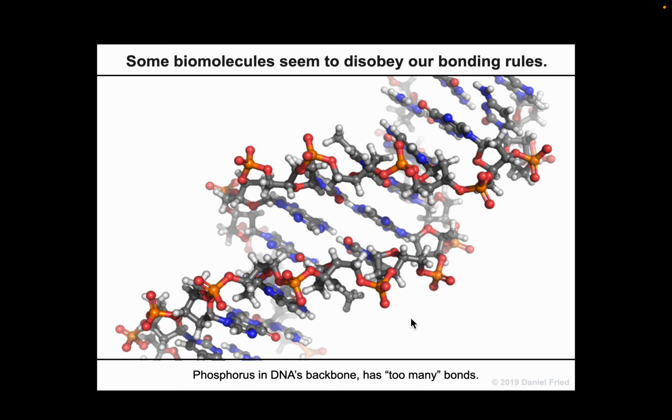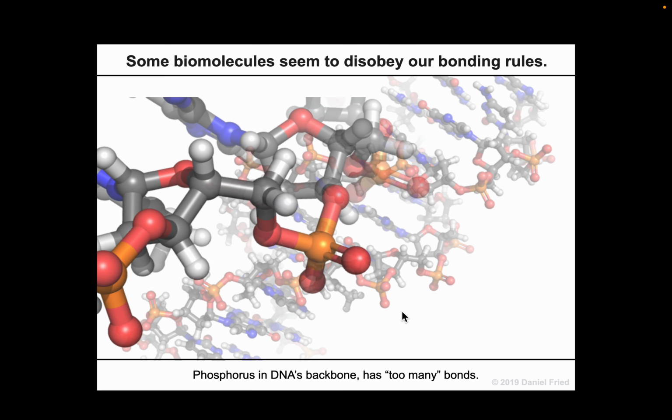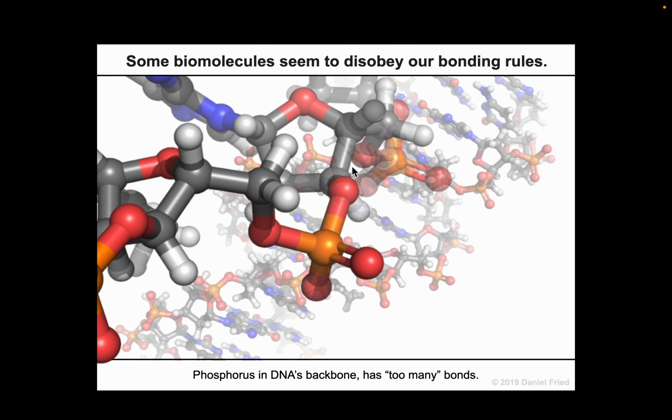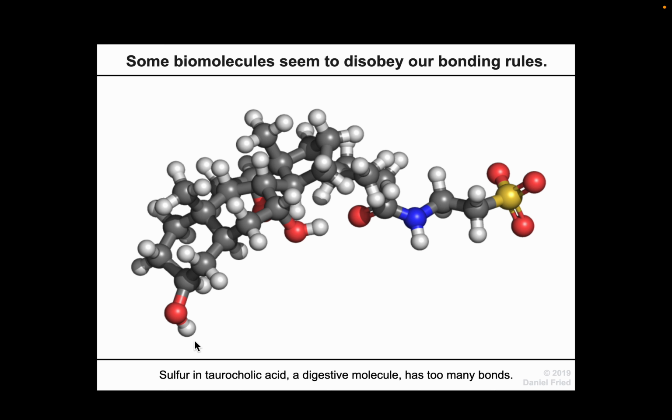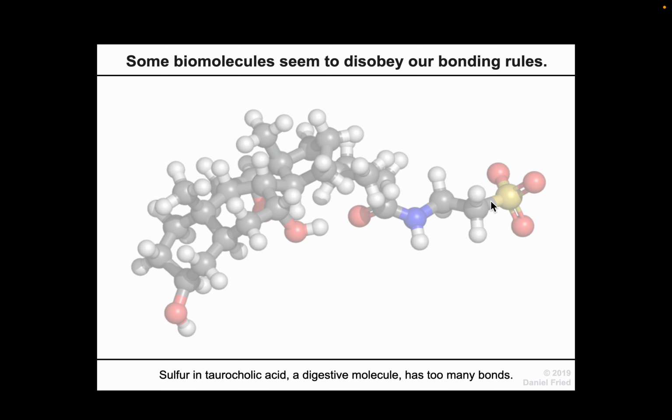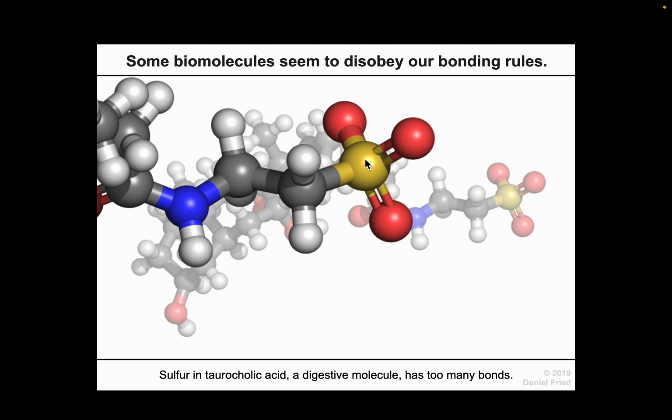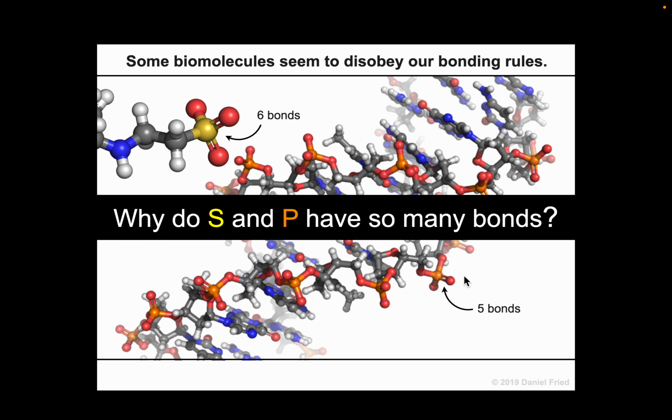Some molecules seem to disobey our bonding rules. DNA's backbone has too many bonds. Look at this. Whoa. And sulfuric and perchloric acid, digestive molecules, have too many bonds. Wait. 1, 2, 3, 4, 5, 6. What? Why do S and P have so many bonds?